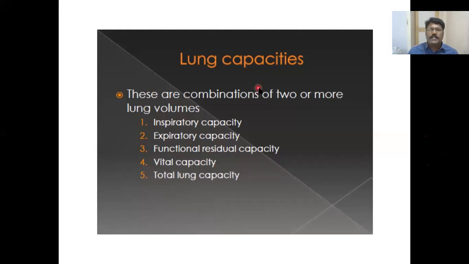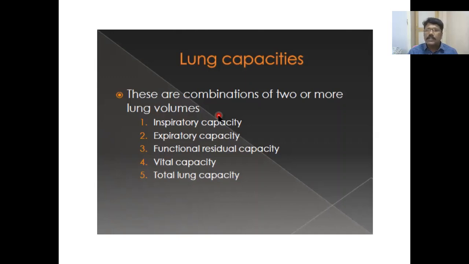Okay, next one is the lung capacities. Lung capacities means after measuring these lung volumes or respiratory volumes, we can infer some important information, which is known as the lung capacities. And these lung capacities have a clinical application, and we can understand the functioning of the lung. So we have a diagnostic feature as to how these lungs are working. So let us see what the lung capacities are.